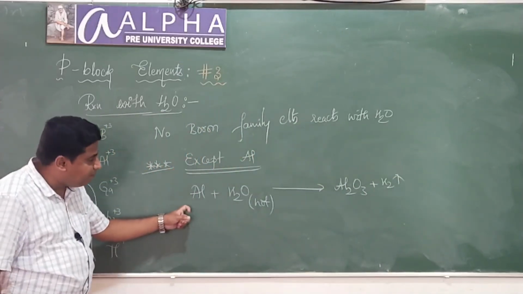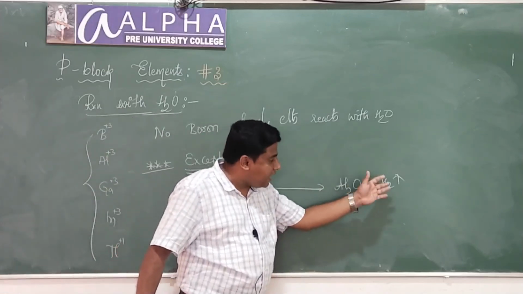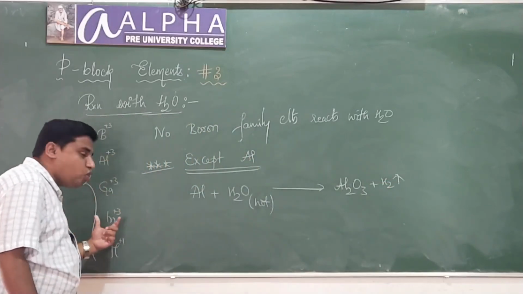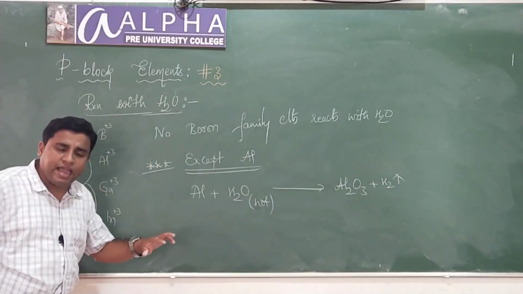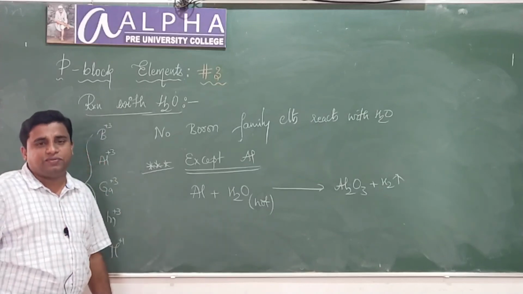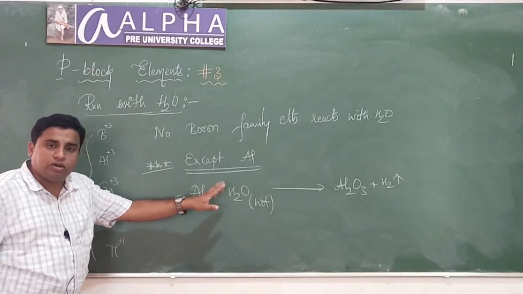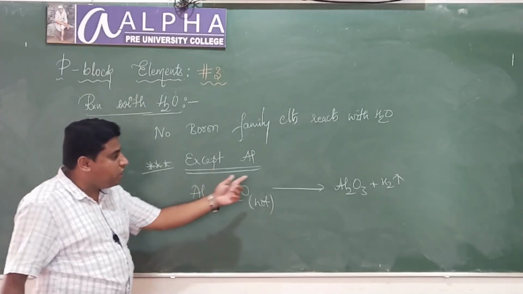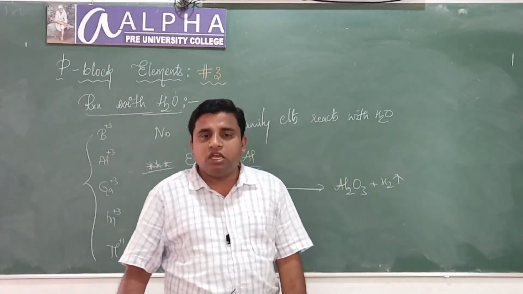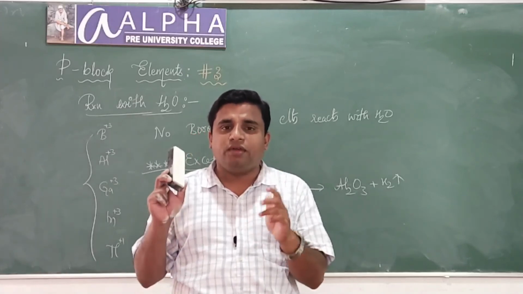Only aluminium reacts with hot water to form aluminium oxide and it liberates hydrogen gas, whereas no other elements of the boron family will react with either cold water or hot water. They do not react with water except aluminium, which reacts only with hot water and not with cold water, forming aluminium oxide and liberating hydrogen gas. So that is all about some of the chemical properties of the boron family.